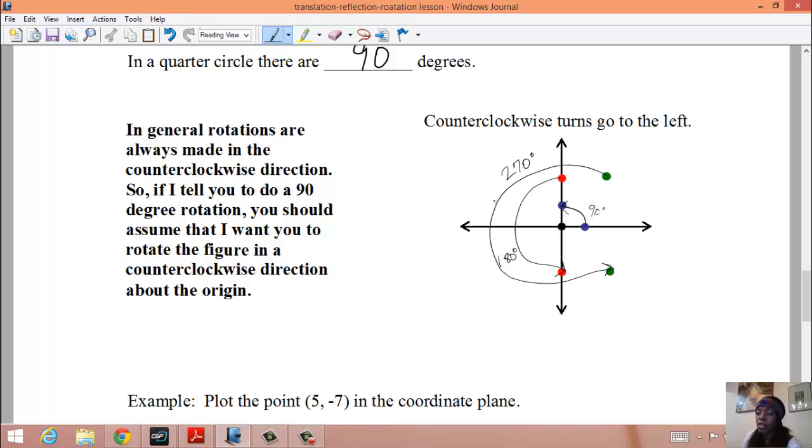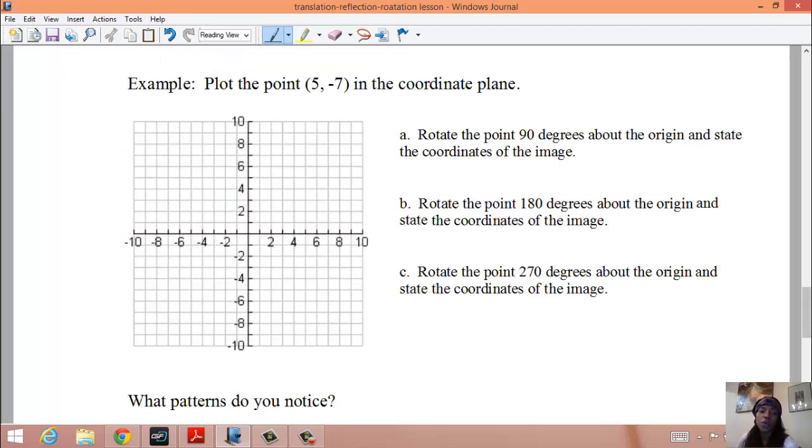Alright, always assume that the origin is the center of rotation unless you're otherwise told. That's what this black center dot right there would represent, the origin. Always assume that the center of rotation is the origin unless you're otherwise told. So we're going to plot this coordinate 5, -7, in the coordinate plane. Then we're going to conduct various rotations on it. There's always a rule for our transformations. So see if we can figure this out together.